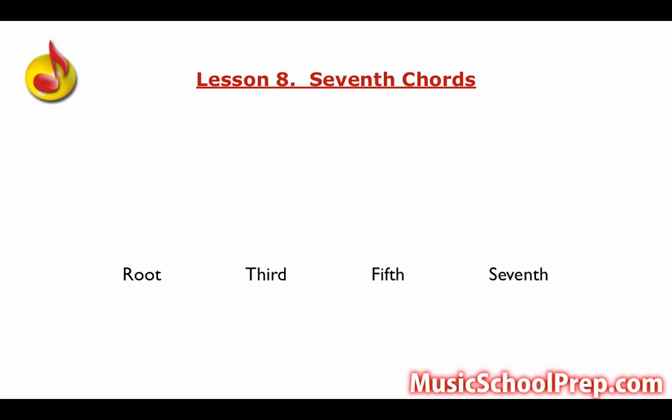Since we know triads can be major, minor, diminished, or augmented, we just need to determine the quality of the interval between the root and the seventh to properly notate it. All of these examples will have the note names and intervals outlined for you.